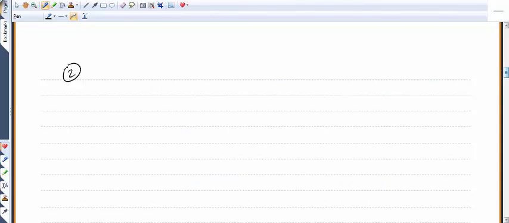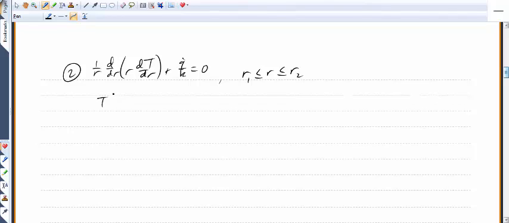In the second problem, we're solving the differential equation 1 over r d over dr of r dT dr plus q dot over k is equal to 0 in the domain R1 is less than or equal to r, which is less than or equal to R2. This turns out is also a second order differential equation because we have one differential in dT dr in here, and we have a second one out in front of it, d over dr. So the two boundary conditions are T evaluated at R1 is equal to T1, r equals R1, and T evaluated at R2 is equal to T2, r equals R2.